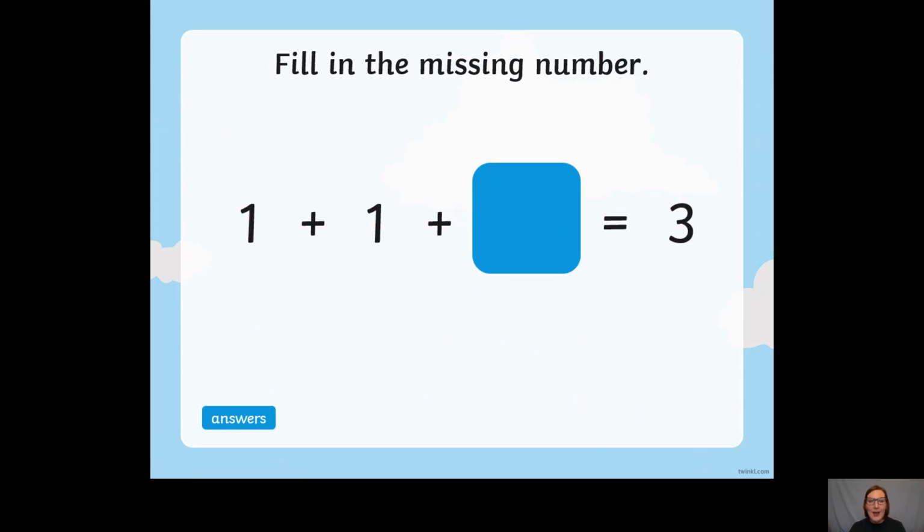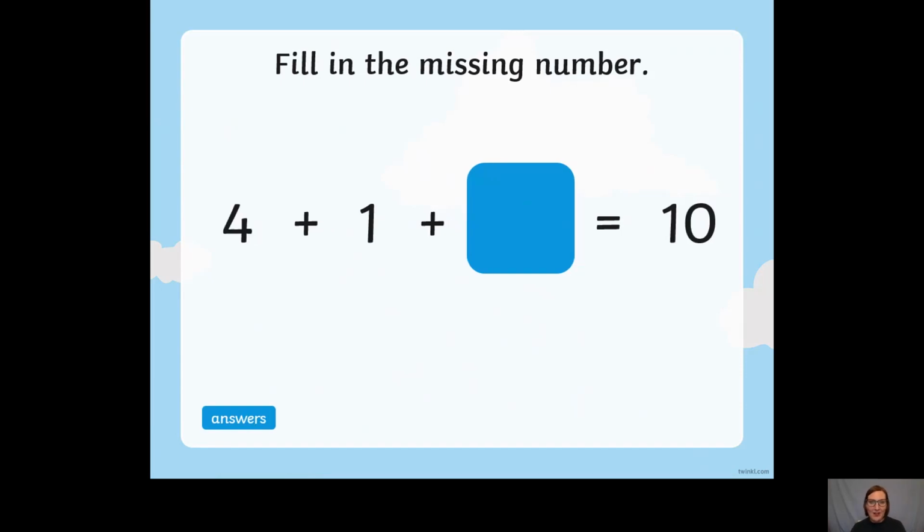I have this one now. Can you fill in the missing numbers? 1 add 1 add something gives me 3. 1 add 1 add something else equals 3. Pause the video here, write out this number sentence and work out what that missing number is. Did you work it out? Let's see if we're right. It was 1. Well done, you got that.